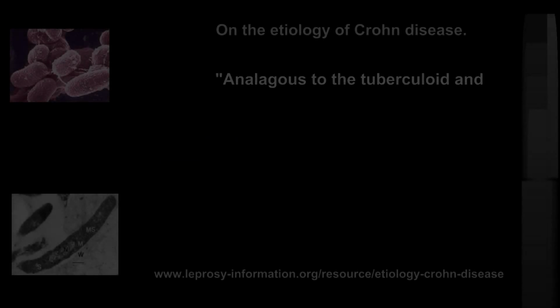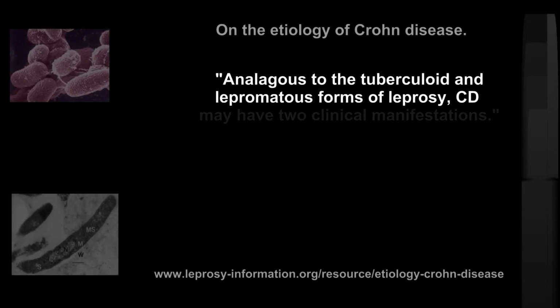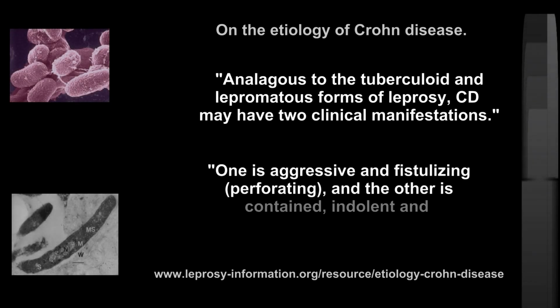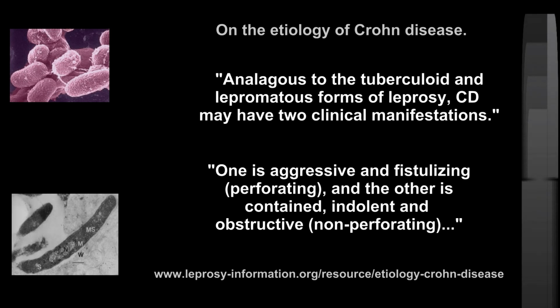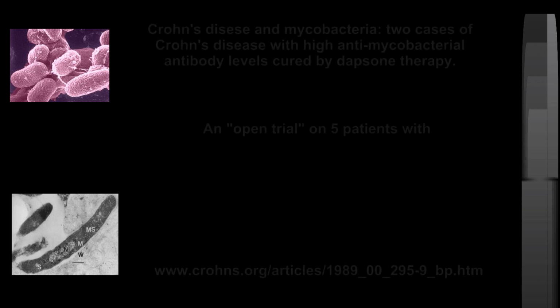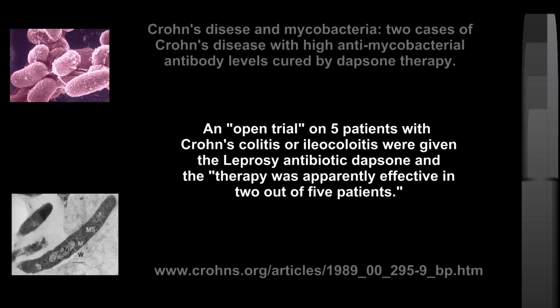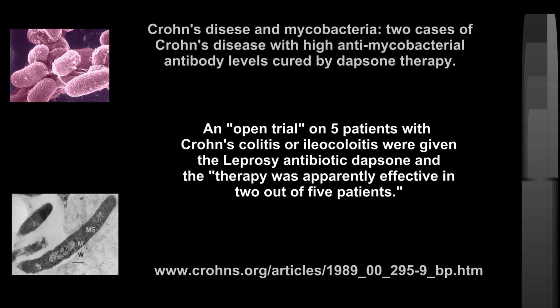Analogous to the tuberculoid and lepromatous forms of leprosy, Crohn's disease may have two clinical manifestations. One is aggressive and fistulizing, perforating, and the other is contained, indolent, and obstructive, non-perforating. An open trial on 5 patients with Crohn's colitis or ileocolitis were given the leprosy antibiotic dapsone, and the therapy was apparently effective in 2 out of 5 patients.